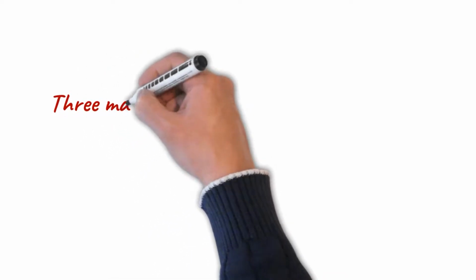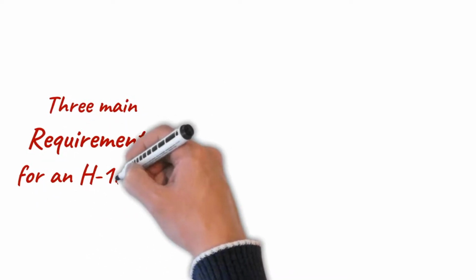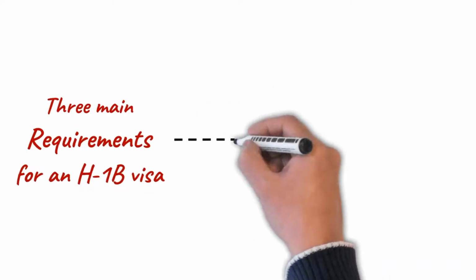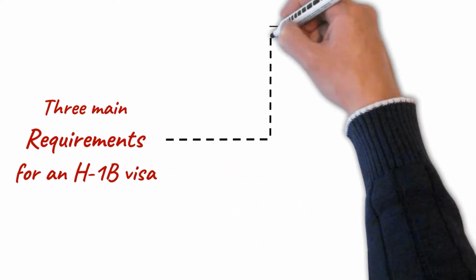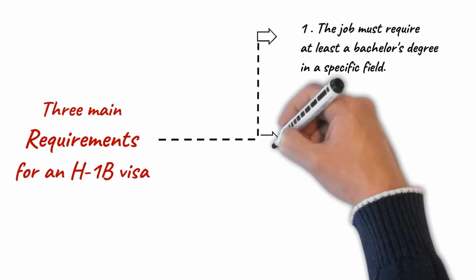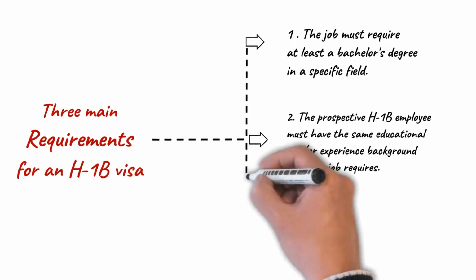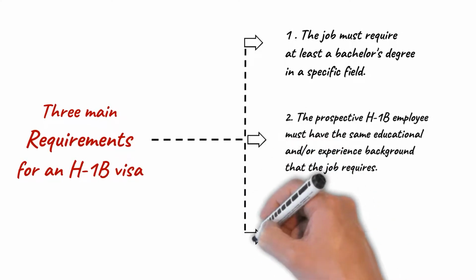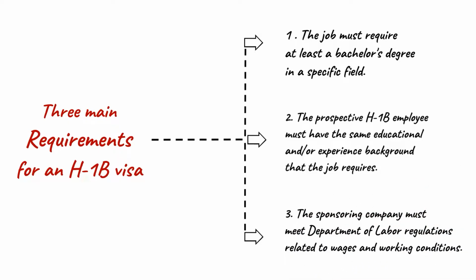We're going to share an overview of the H-1B visa category for those of you who are undergoing the H-1B CAP process for the first time. There are three main requirements for an H-1B visa. First, the job must require at least a bachelor's degree in a specific field. For example, a software engineer position would require at least a minimum of a bachelor's degree in computer science or a related field. Second, the prospective H-1B employee must have the same educational and/or experience background that the job requires. Finally, the sponsoring company must meet Department of Labor regulations related to wages and working conditions.